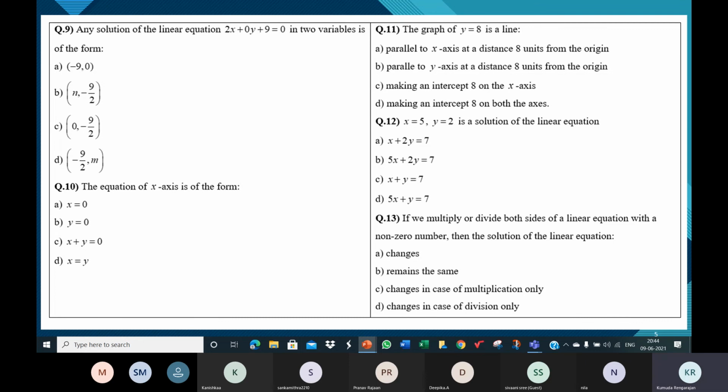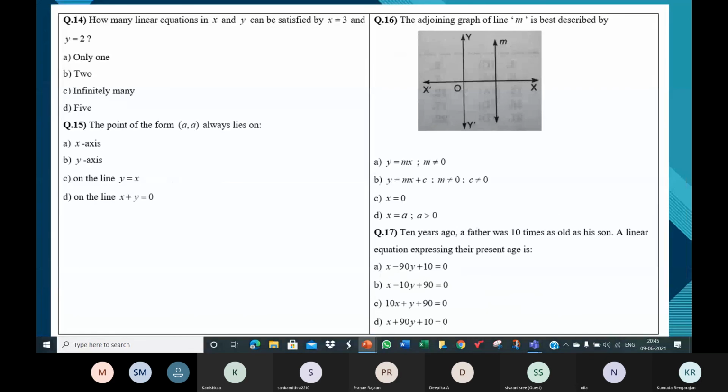One line will lie on the other line. You will not get 2 different lines, which means the solution does not change. It remains the same. Option B is the correct option. Children, please take a screenshot of these pictures. Try this. We'll discuss these in the next class.